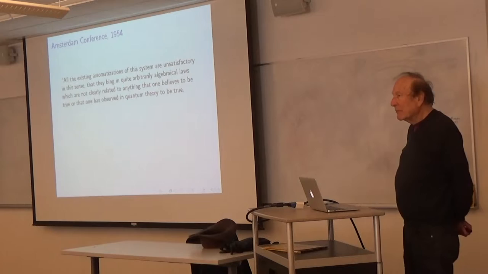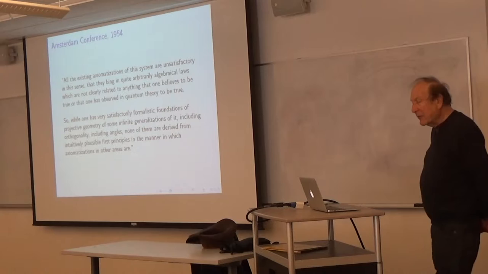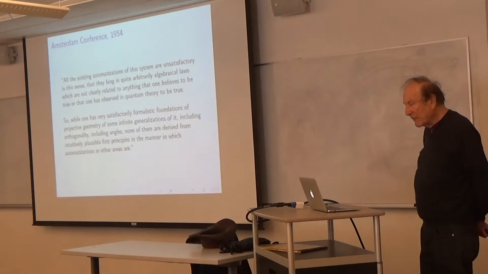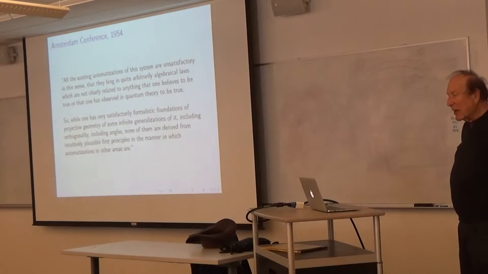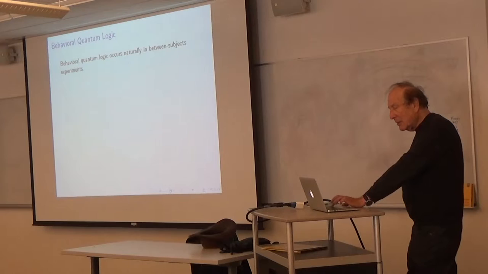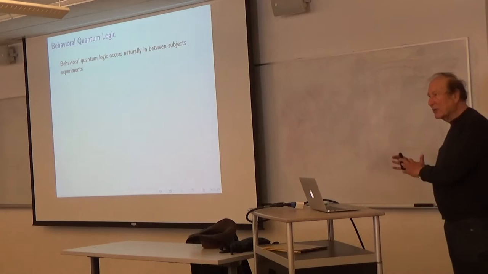He's basically going to say that, while one has very sophisticated formalistic foundations of projective geometry and some infinite generalizations of them, this is what von Neumann algebras that he mentioned, including orthogonality, including angles, none of them are derived from intuitively plausible first principles in the matter which axiomatizations in other areas are. Okay. And von Neumann has more to say about this, and I'll bring it up a little bit later.